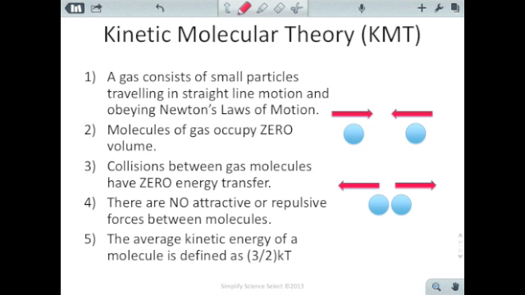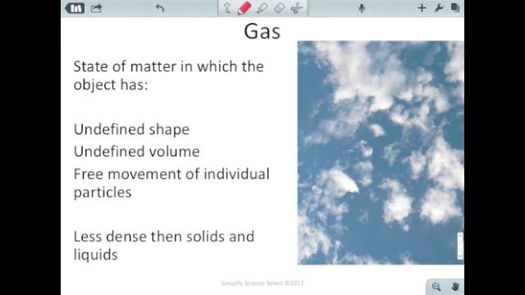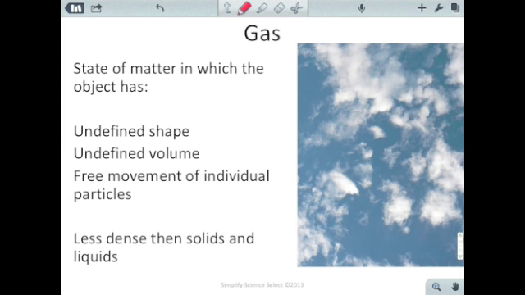And there are no attractive or repulsive forces between the molecules. As they get closer together, it's not like they push each other apart like magnets do when you have two like poles. And then lastly, the average kinetic energy of a molecule is defined by 3/2 kT. Now, all of that said, it leads us to our gases, and we use those postulates to look at gases. Gas is a state of matter which has an undefined shape, undefined volume, and free movement of individual particles. They can move all around, and they follow the postulates of the kinetic molecular theory.